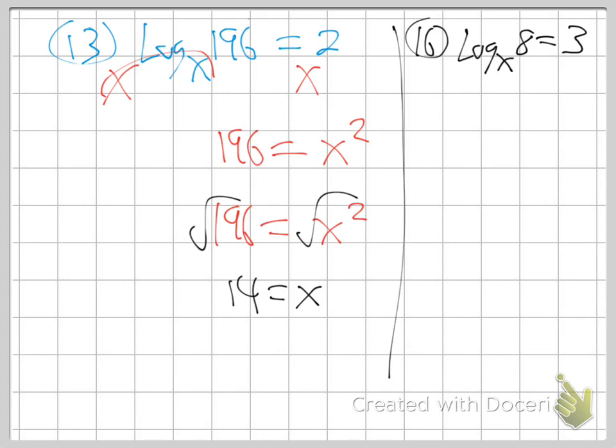We don't have two numbers next to the log. If we did, we would just hit the buttons on our calculator. But we don't. So get rid of that log word. How are we going to get rid of that log word? So I'm going to x base both sides.